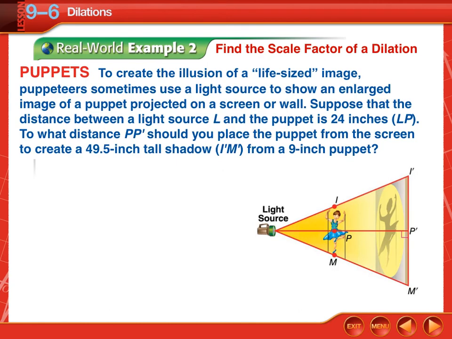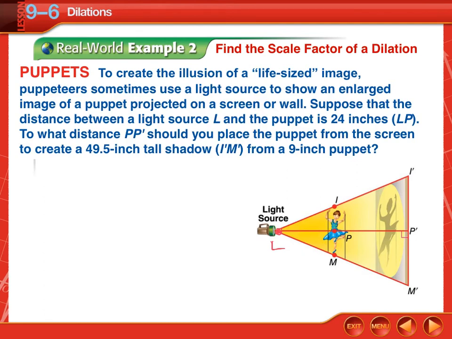Okay, let's look at a very important real-world concept here. In this case, we have a light source, and that light source is being used as the center of dilation. So we're going to call this point here L for light source. And this is largely how projection film works. It's also how the projector works in our classroom with the smartboard.